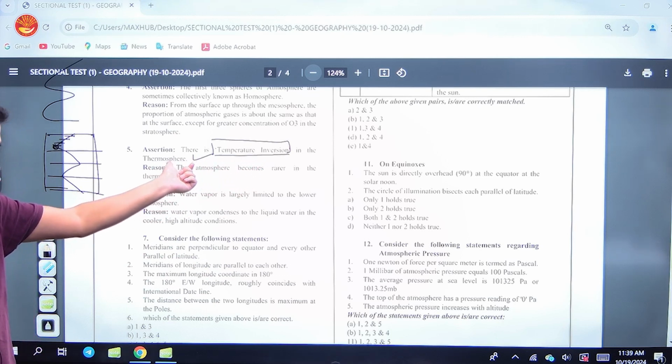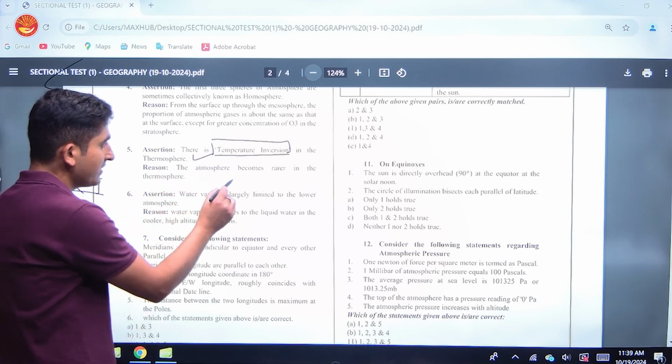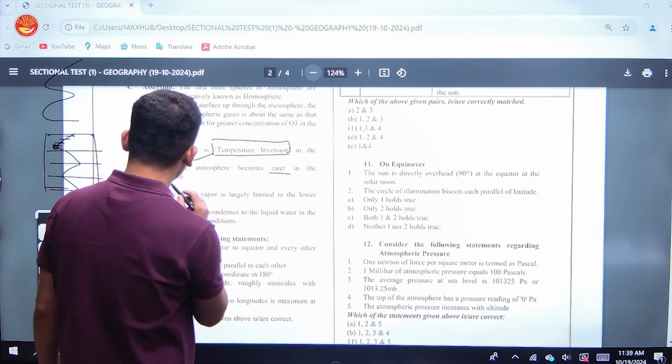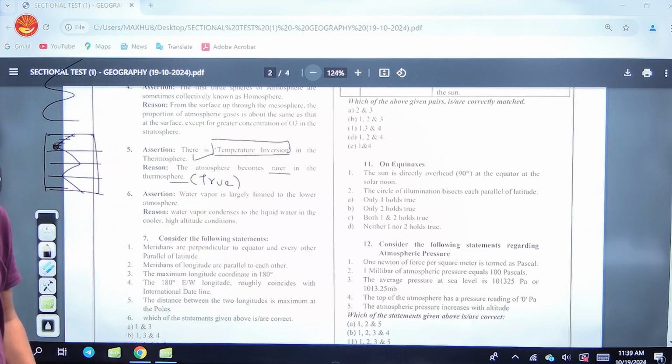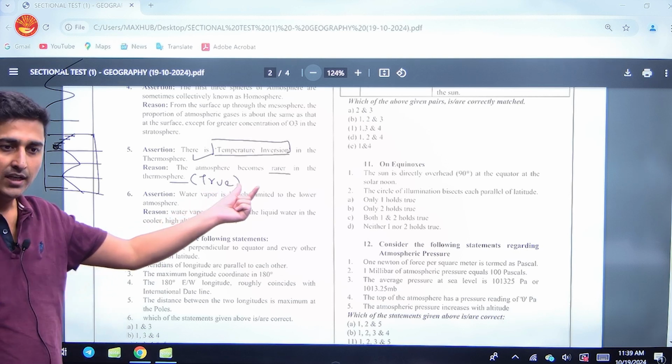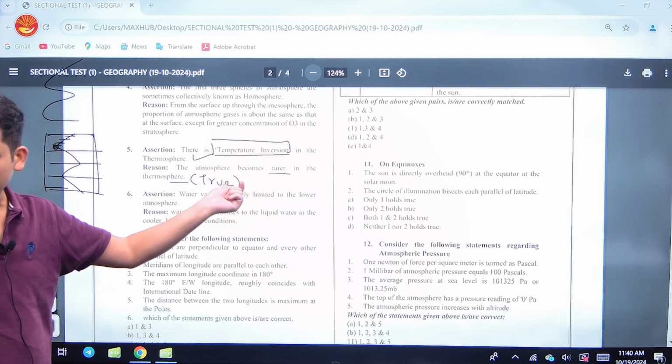And the second statement that is given here is that the atmosphere becomes rarer in the thermosphere. Yes, it is also true. As you go up, the atmosphere is getting rarer. Rarer means less dense. The gaseous molecules are spread further apart. Okay, they are very apart from each other, at very large distances from each other. The atmosphere becomes rarer in the thermosphere. Yes, it is also true.